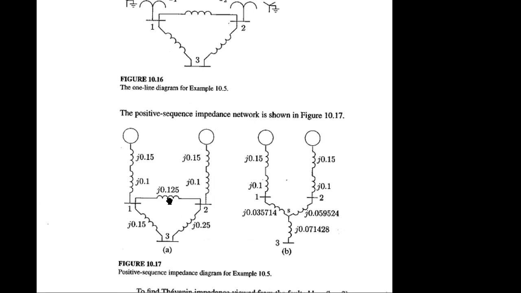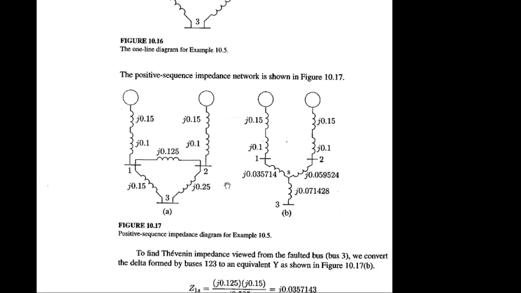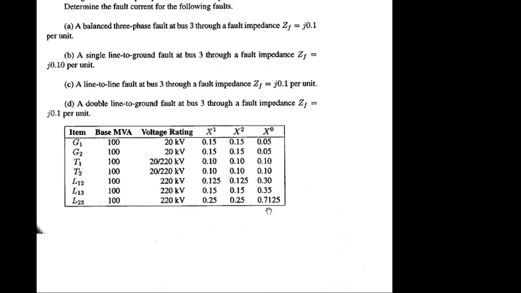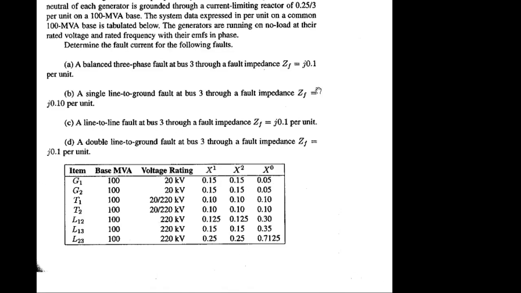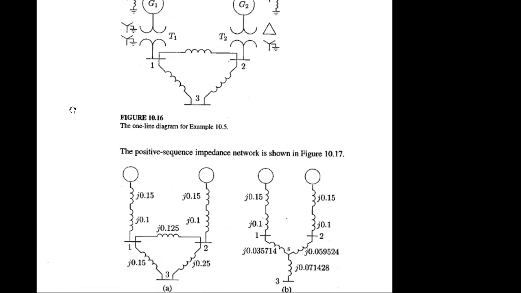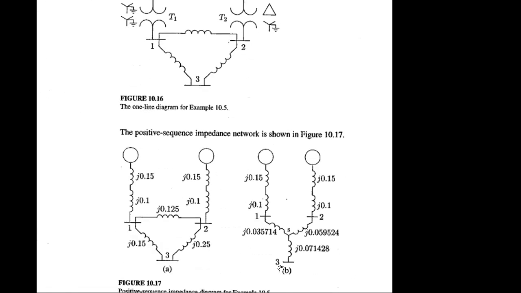So why are you converting the diagram from delta to Y? To get the equivalent impedance for the total network. Okay, that's the main objective. Our objective is to generate the equivalent impedance in terms of bus 3. Bus 3 is the fault bus now. It is mentioned in the problem that bus 3 has a fault with fault impedance ZF 0.1. So we want to find the equivalent circuit in terms of bus 3.